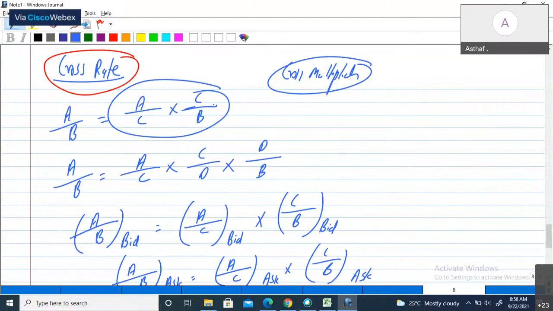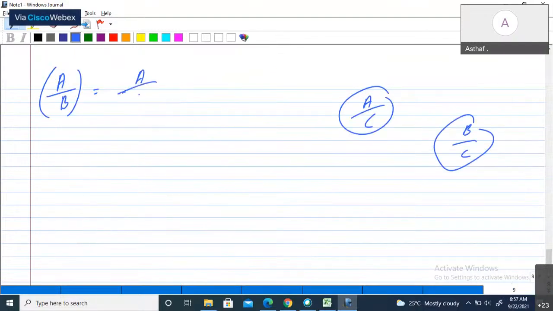If you want A by B, you want what? A by C into C by B only. But in the question, along with A by C, they have not directly given C by B. They are given B by C.